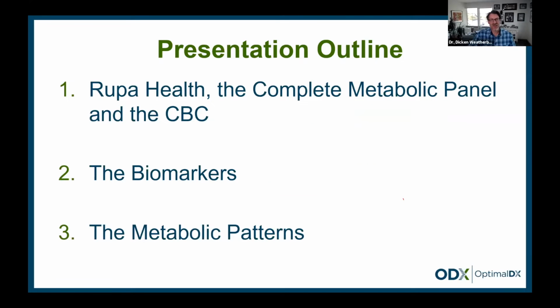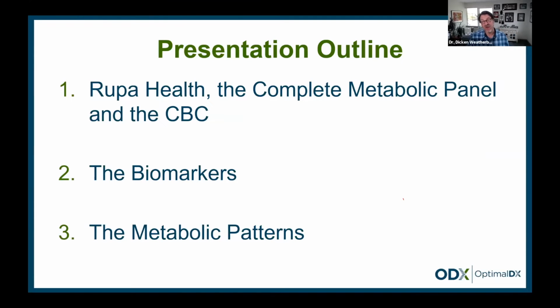So in our presentation today, we're going to be talking about Rupa Health, the complete metabolic panel, and the CBC. I'm going to be showing you what Rupa has available to you on that level to be able to go ahead and purchase these and run these tests on your patients. I'm going to be talking about the biomarkers themselves, which biomarkers to have and which ones to include on various different panels. I may even make some suggestions for other biomarkers that we're not going to be talking about today. And then the meat and the potatoes of this presentation are the metabolic patterns. So that's our presentation outline.